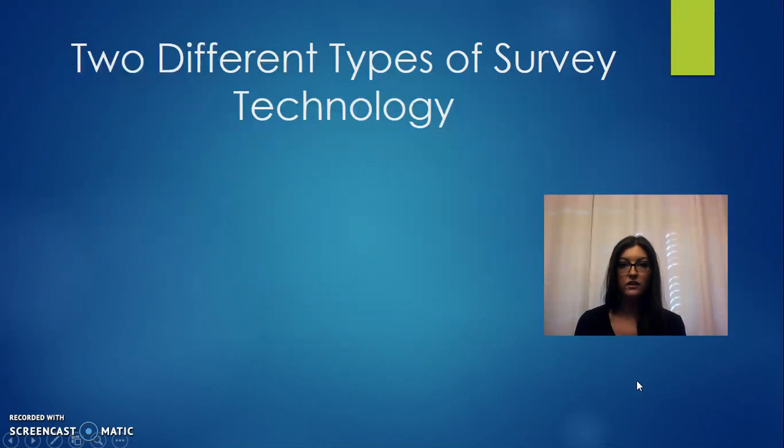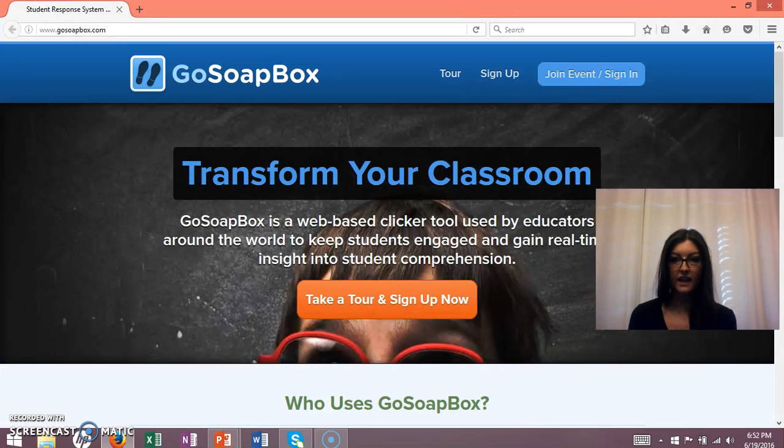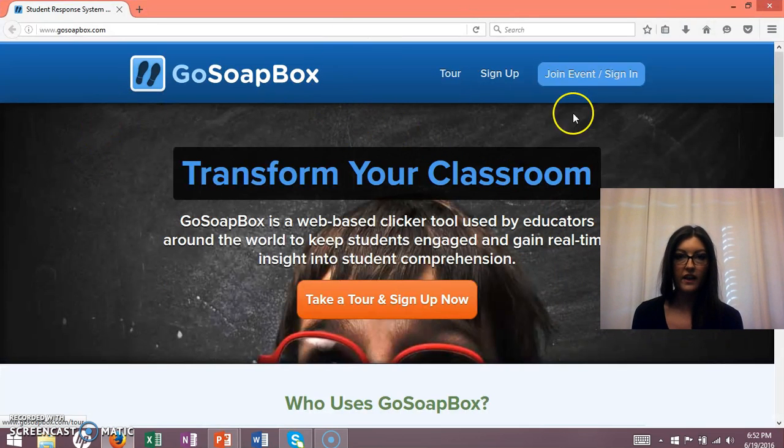There are a lot of different types of survey technology out there. I'm just going to tell y'all about two that I thought were super easy to download or to create an account and really easy to create questions for your students. The first one is Go Soapbox. This is actually the website that you can go to. You sign in. I actually created an account and it was so easy. It was a shame that I didn't have anyone to take the survey.